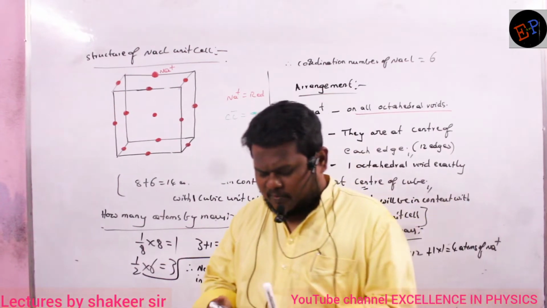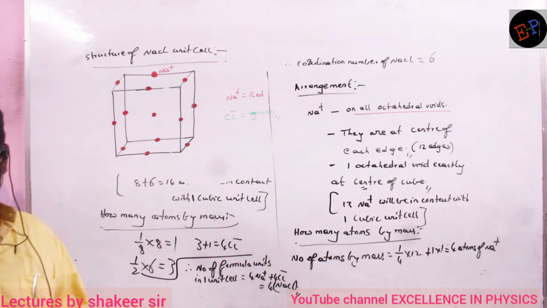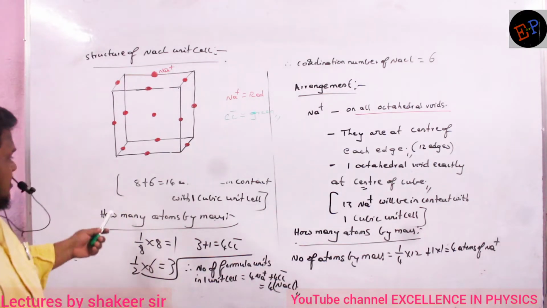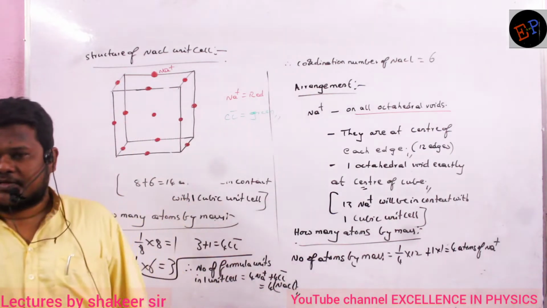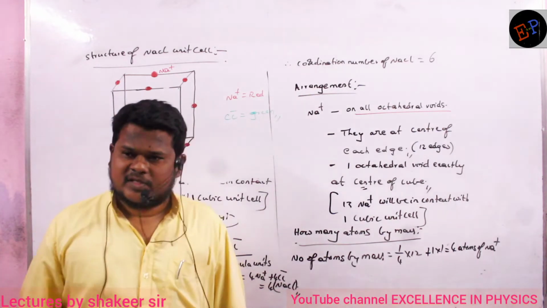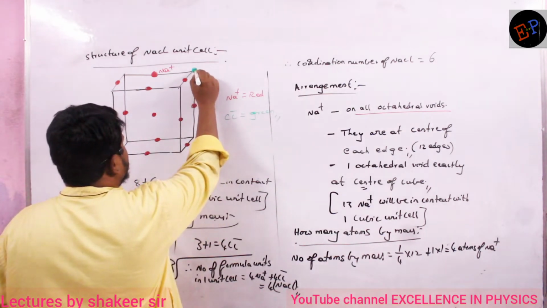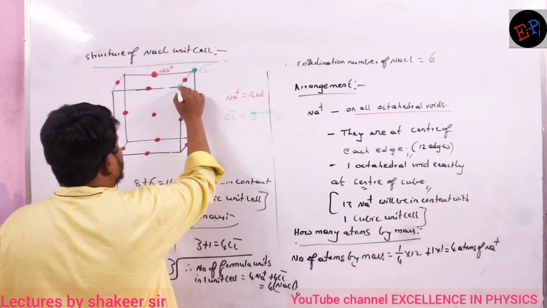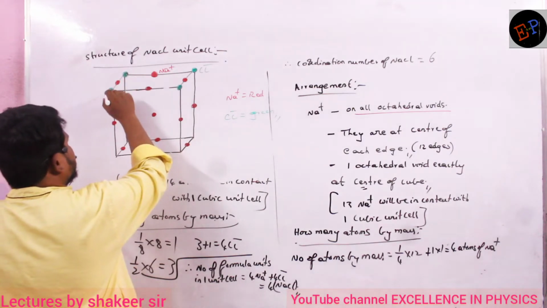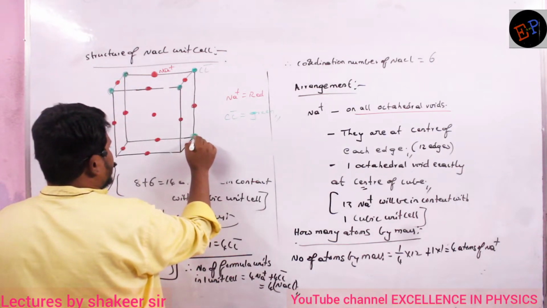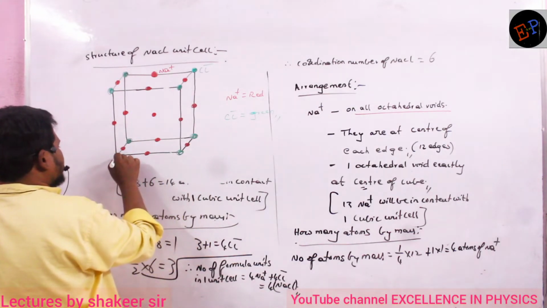Clear? Now what about the Cl minus ions? Where will Cl minus ions be present? Exactly at FCC structure. We have studied FCC structure, no? FCC means 8 atoms at corners and 6 atoms at the center of the face. That's all. So draw them. So at corners, this is one Cl minus. Clear? So this is another Cl minus, another Cl minus, another Cl minus, and here also one Cl minus.